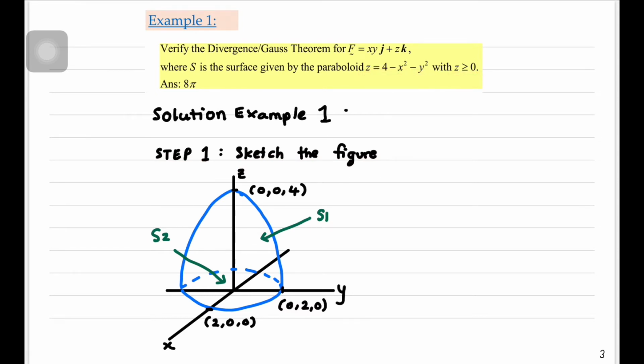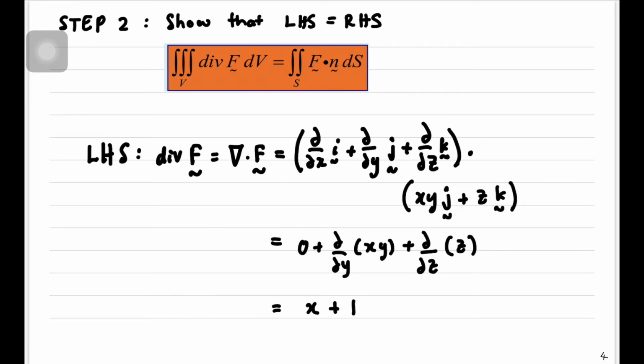Okay, this is the x-axis, y-axis and z-axis. So this is the base of your paraboloid, and this is the curve at the top at z equal to 4. The base has radius 2. We name this curved surface as S1 and the base surface here as S2. And now let's show that the left hand side is equal to the right hand side.